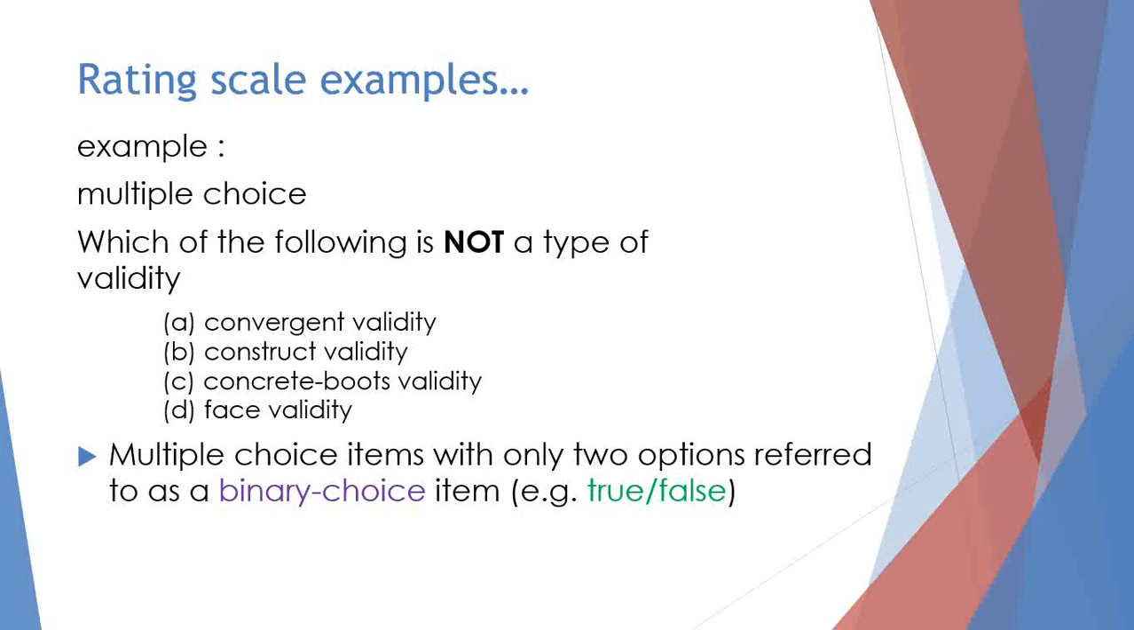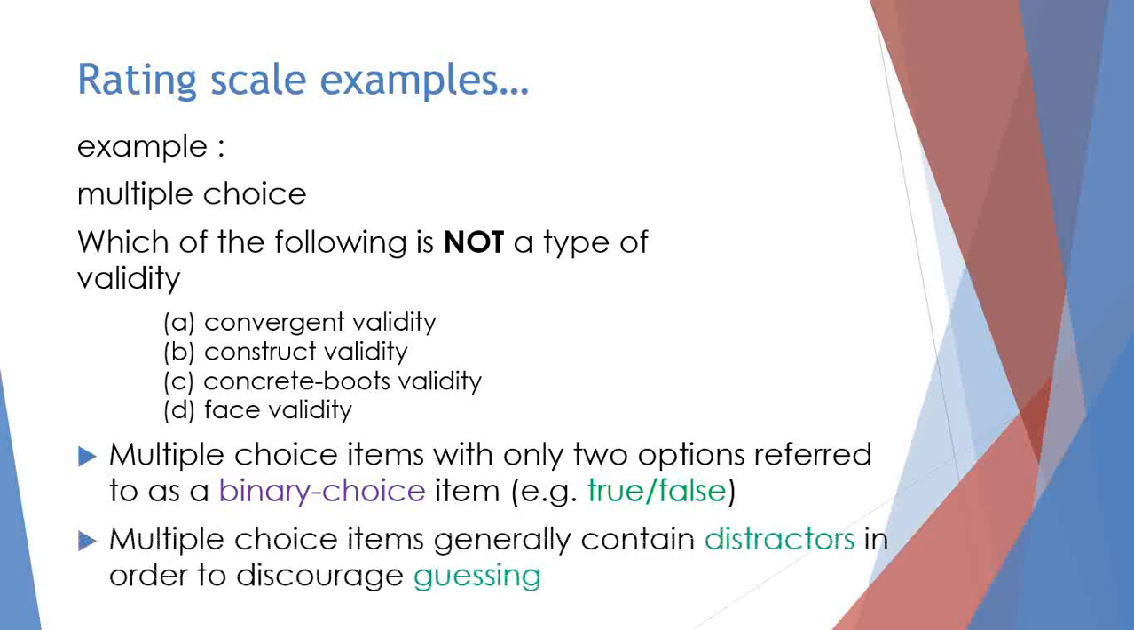So multiple choice with only two options are referred to as a binary choice item, true or false. And so you'll often see these true or false checklists in clinical scales like the MMPI, in personality scales like the California Personality Inventory, but you might just have the odd one or two binary choice scales in an organisational survey as well. Are you satisfied with your job, yes or no? Multiple choice items generally contain distractors, though, in order to discourage guessing. That's less of an issue, obviously, with a survey.